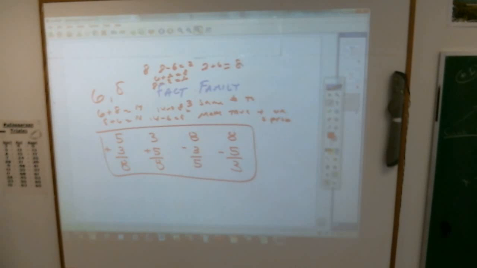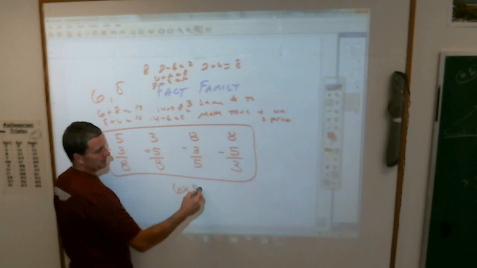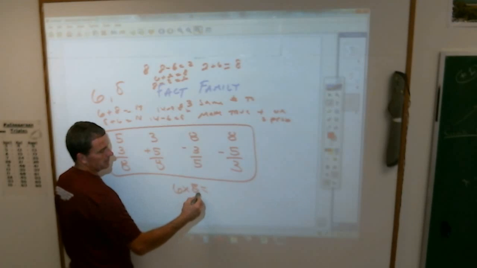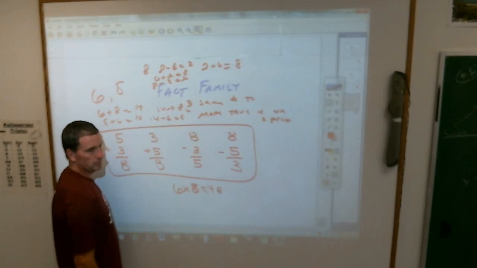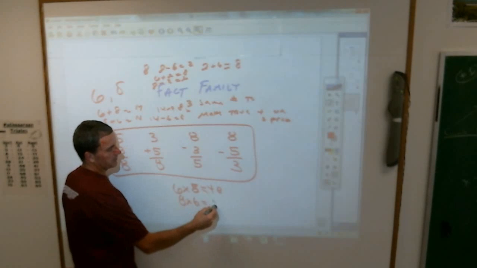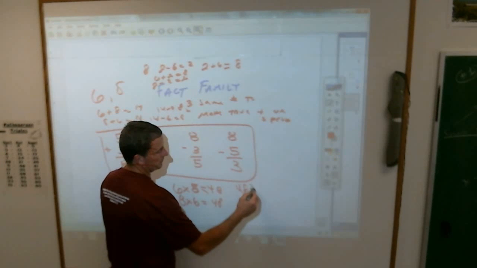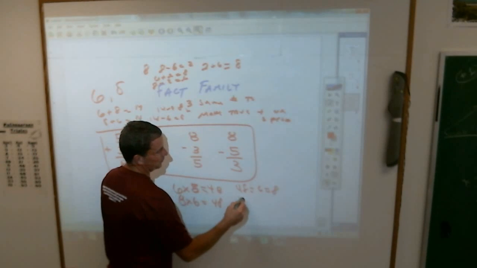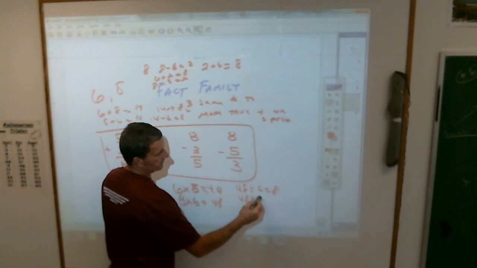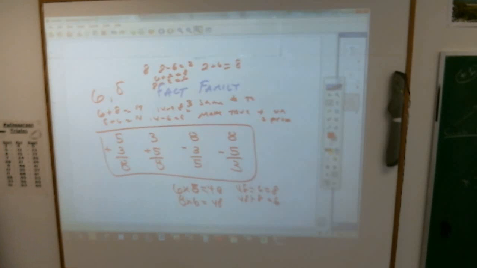You give me the addition and subtraction ones, what about multiplication and division? Multiplication would probably be the easiest one. What's the next? Multiplication. You know that 6 times 8 is 48, right? What other facts can I go from that? Well, 8 times 6 is 48. What are the division ones? 48 divided by 6 is 8, and 48 divided by 8 is 6. Anybody think of another one?